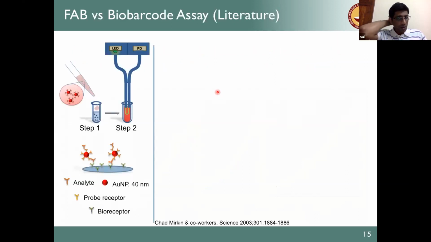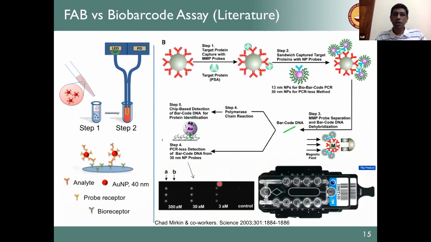We compared what we have seen with these probes with the first report on attomolar analyte detection by Chad Mirkin and co-workers way back in 2003. It's a very nice technique known as the Biobarcode Assay. It involves a magnetic nanoparticle sandwich assay, then extraction of these labels, again performing a sandwich nucleic acid assay, and then amplification steps, about 4 to 5 steps. You can see that this is reduced to 2 steps with the use of an efficient transducer and a very efficient label, which is gold nanoparticle here.